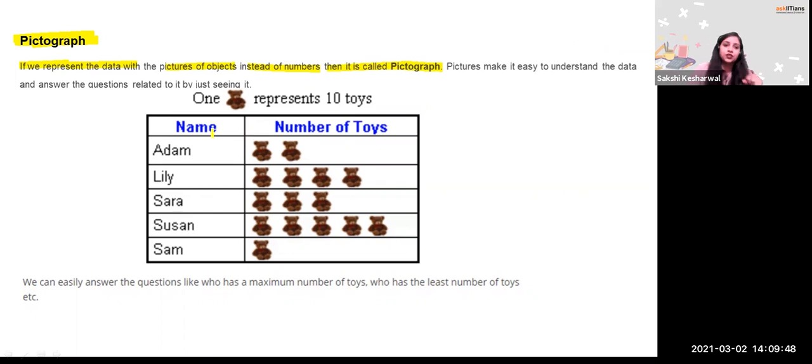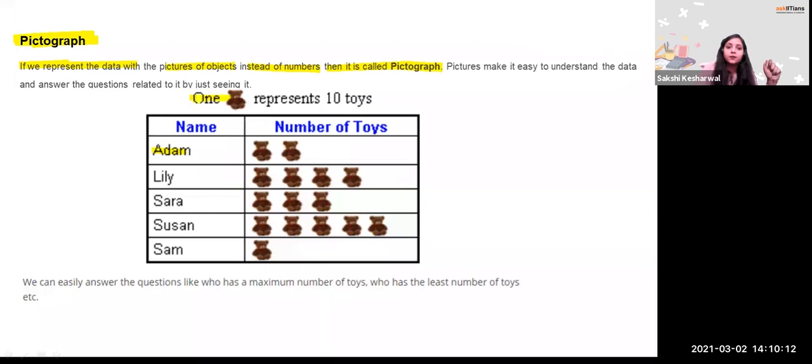So anything which you represent as data. Now I said Adam likes two teddies. Let's take an example, right? So what is the frequency? Frequency is 2. Lily likes 4 teddies, so the frequency is 4. Sarah likes how many teddies? 3. So frequency is 3. And Susan likes how many teddies? 5 teddies. So frequency is 5. Sam likes how many teddies? It's 1.